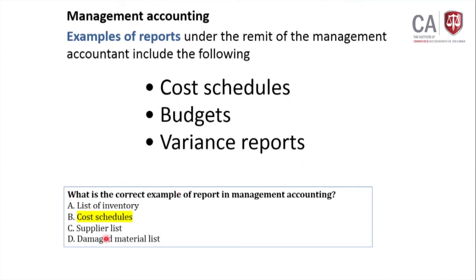One question I have put here: what is the correct example report in management accounting? When the words come to your mind, example of report in management accounting, what are those example reports? Cost schedules, budgets, and variance reports. Those are the three. Here the answer is cost schedules.